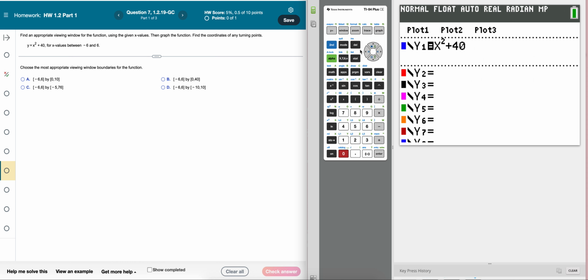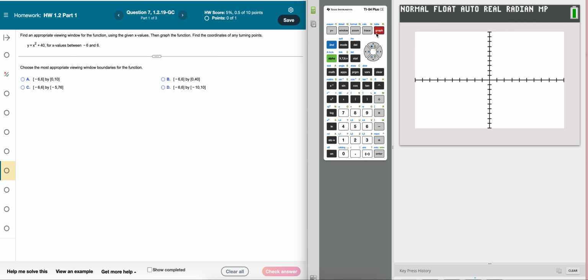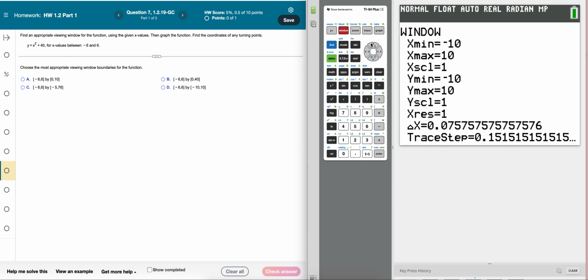My calculator is currently set to the standard viewing window, which is negative 10 to positive 10 for both x and y. So if I hit graph, I don't see anything. This is not going to be a window that works, so we need to find a window that does work for us. If you notice here, all four of the choices have x going from negative 6 to positive 6. So it's really just the y's that we need to figure out.